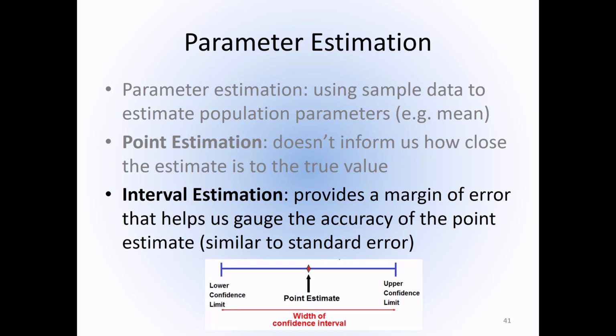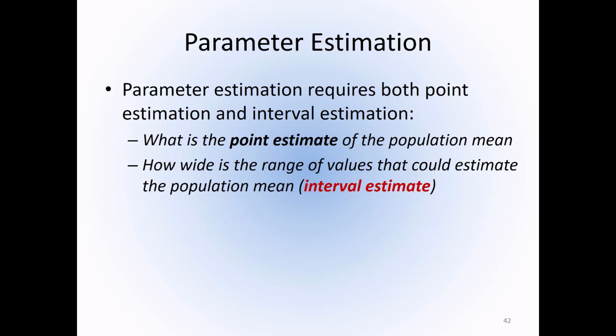If we have a very wide width of confidence, then it would suggest that we don't have a lot of support for our point estimate. But if our interval is very small, then the support for our point estimate is quite large. And so we need to have both point estimates and interval estimates when we're estimating the parameters that we're interested in, for instance, population mean.